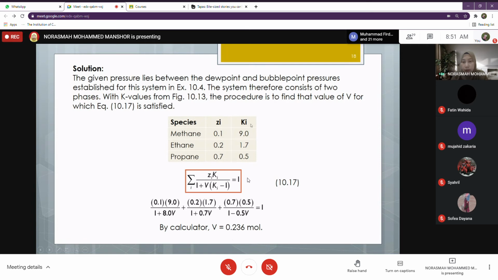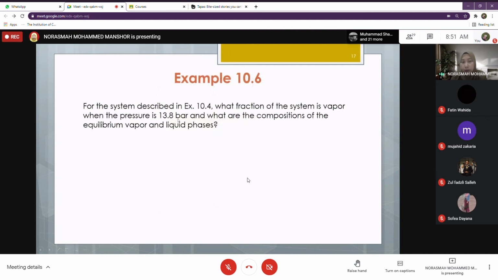Okay, find the Ki value in figure 10.13. Future berapa tadi madam? P. P 13.8 bar. Okay, convert to kPa. Okay, 1 bar 100 kPa.